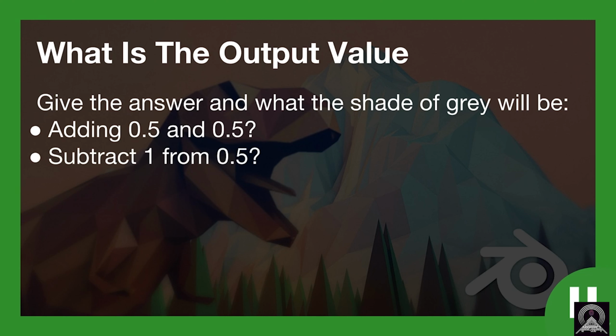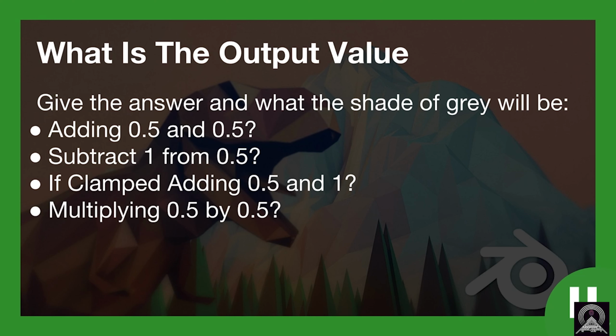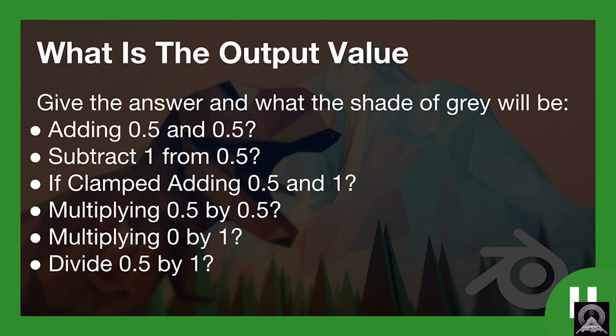So what happens if you add 0.5 and 0.5 together? What happens if you subtract 1 from 0.5? If clamped, what does adding 0.5 and 1 result in? What happens if you multiply 0.5 and 0.5? What happens if you multiply 0 by 1? What happens if you divide 0.5 by 1? And what happens if you divide 0.5 by 0.5? Pause the video now, go through those, answer them, and do check over in Blender if the colour output that you thought would happen is what happens.